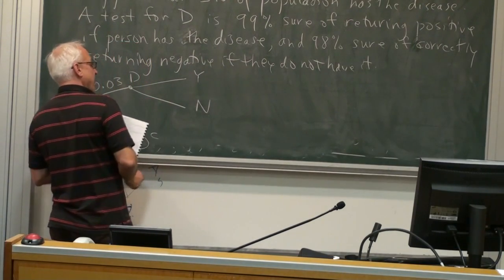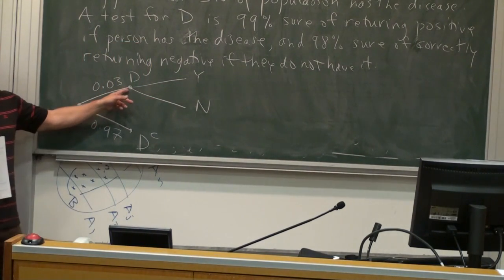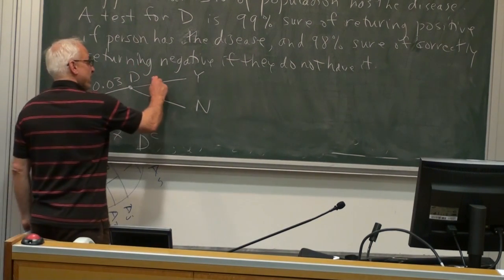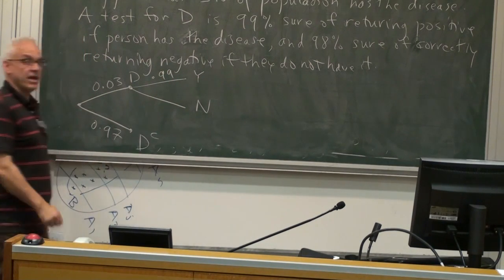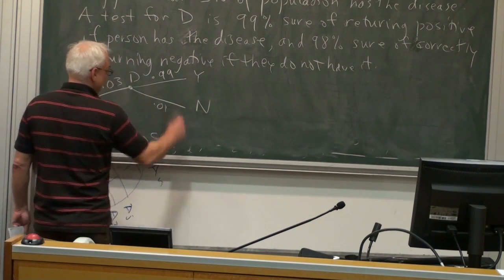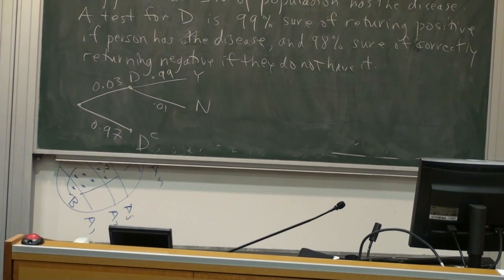What's the probability of that? Well, if you do have the disease, the test is 99% accurate. So there's a 0.99 probability of it correctly saying, yes, you have the disease, and a 0.01 probability of it being wrong and saying, no, you don't have the disease. Well, really, you do. That's what this information is up here.